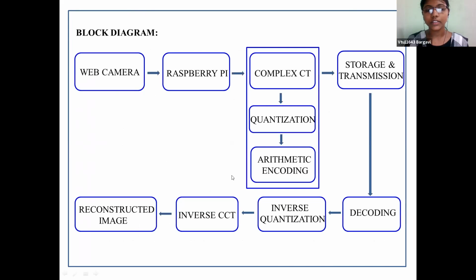Sir, actually, you can see it here. We are doing two processes. First one is the quantization, and the second one is arithmetic encoding. With the help of these two processes, we are doing the complex controller transform. Then image compression takes place. Then it moves to the storage and transmission, sir.